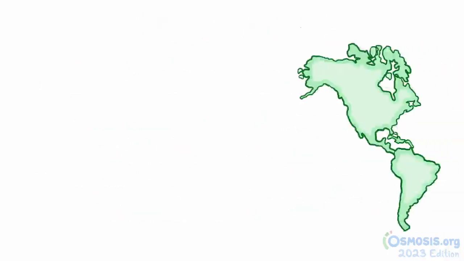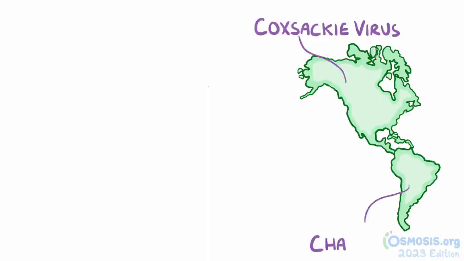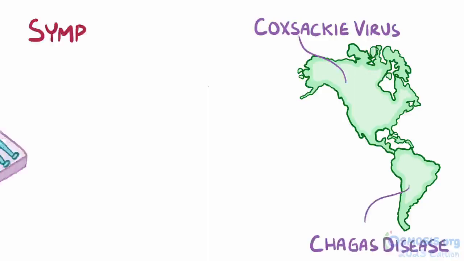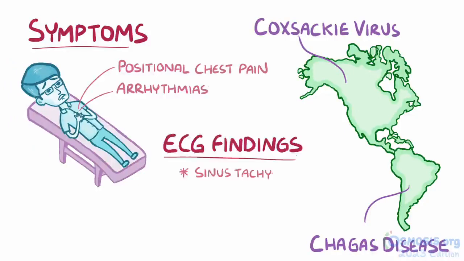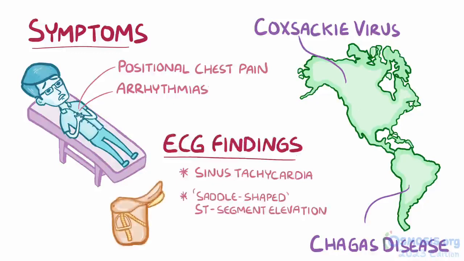Alright, as a quick recap, in North America, myocarditis is most often caused by viruses like Coxsackie. But in South America, a common cause is Chagas disease. Symptoms include positional chest pain and arrhythmias, and classic ECG findings include sinus tachycardia with saddle-shaped ST segment elevations and T-wave inversions.